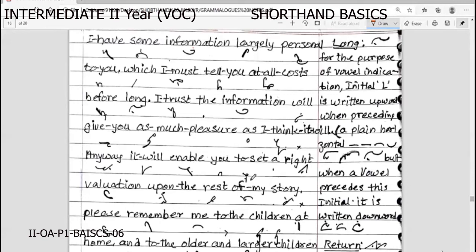"Enable you to set": it is two Grammalogues, circles, A and T, "set". "Right": you're writing Ray here. What's the rule for writing Ray here? Before the consonants T, D, CH, J, that is, before T, D, J, you're going to write only Ray even if a vowel is preceding. So T, D, CH, J, it means T is here. So you're going to write Ray only. You're not going to write downward R. So in this case, "right", you're going to write Ray above the line, I-N-T. "Valuation" is written above the line.